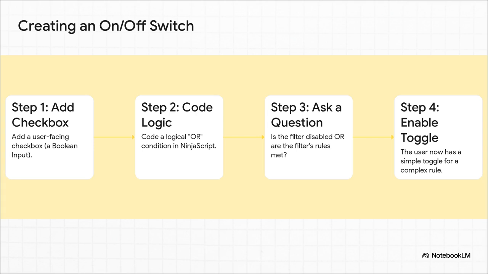Then, in your code, you write a logical OR statement. The strategy asks a really simple question: is the filter enable checkbox unchecked, or are the actual slope conditions met? See? If that box is unchecked, the whole thing becomes true, and the filter is just ignored. It's a beautifully simple way to give the user a toggle for a whole set of complex rules.